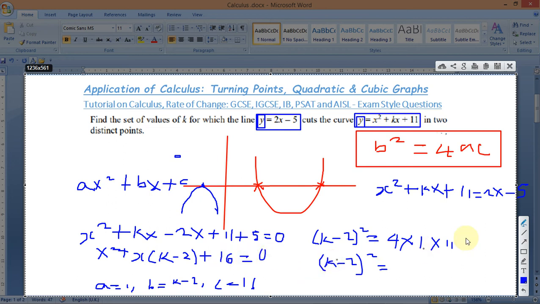Okay, so my c is 16. Well, I don't know why I put 11. I wrote like 11, I'm sorry about that. It's 16. The way I wrote it, I just got confused.